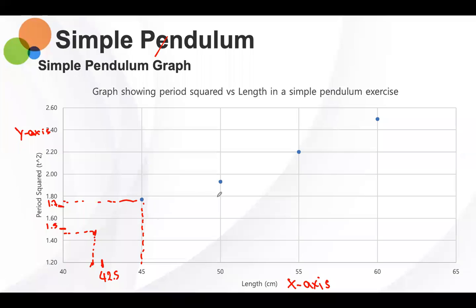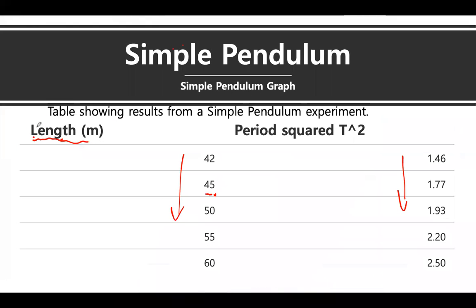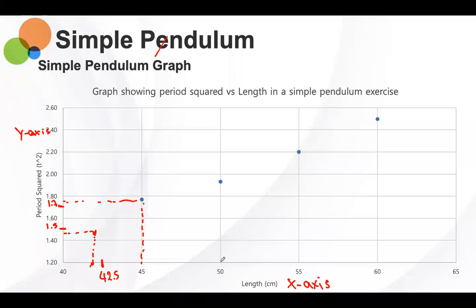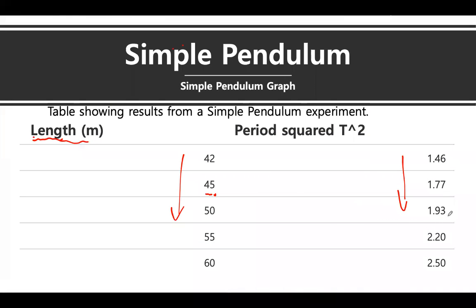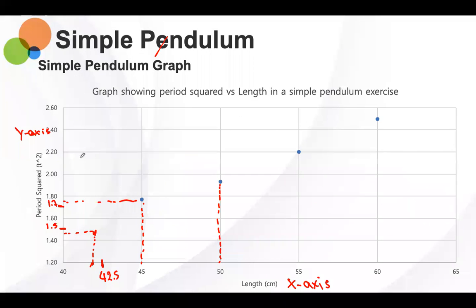So I can do one more. Let's do one more. So length is here. On our x-axis, we have 50. So 50 would be here. Then our y-axis has 1.93. So what is in the middle of 1.8 and 2? 1.9. So we see 1.9.